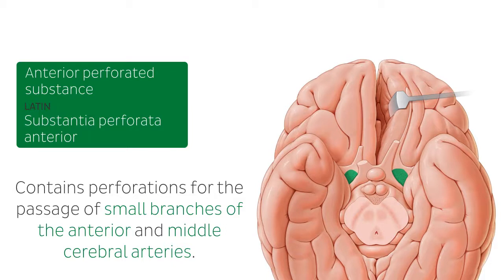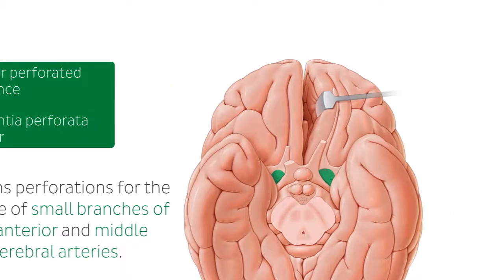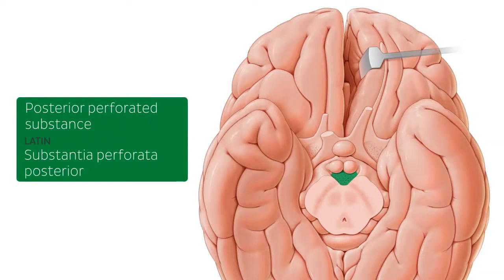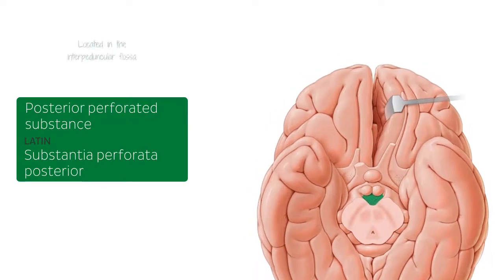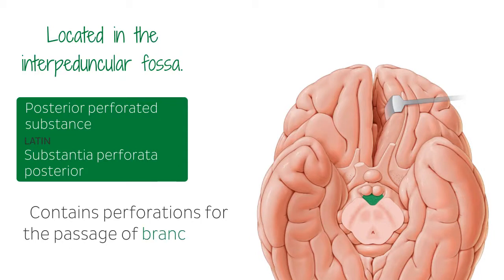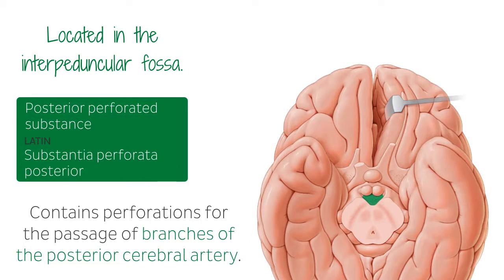middle cerebral arteries. If there is an anterior perforated substance, there should be a posterior one, as you see now highlighted on the image, which is located in the interpeduncular fossa, extending from the superior border of the pons up to the mammillary bodies. Well, in the same way as the anterior perforated substance, the posterior one contains perforations for the passage of branches of, this time, the posterior cerebral artery.